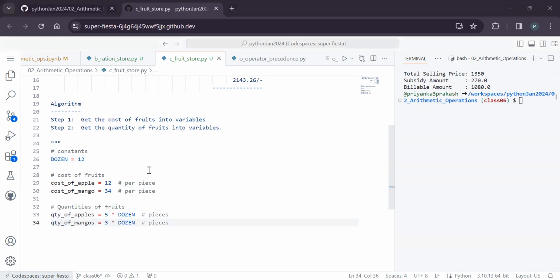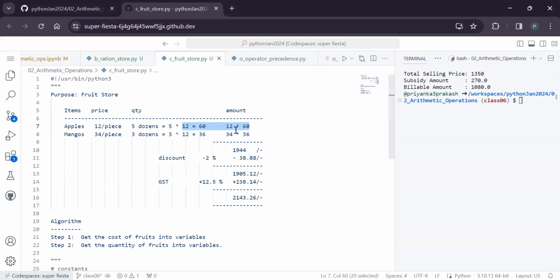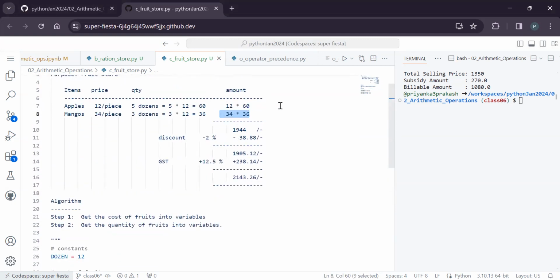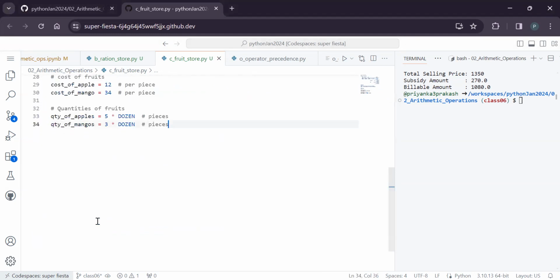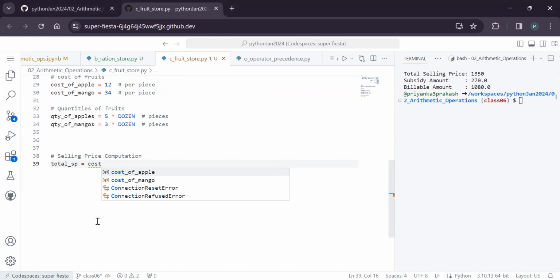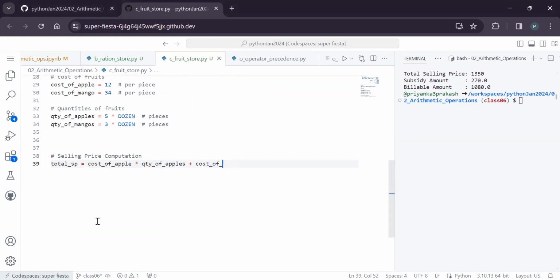Now the logic is the same. For selling price, we calculate individually and add. In the previous case, I did it individually and added. Now here, let me add all of them together. So for the total, what I will do is, see, total selling price is equal to first cost of apple into quantity of apples plus cost of mango into quantity of mangoes.